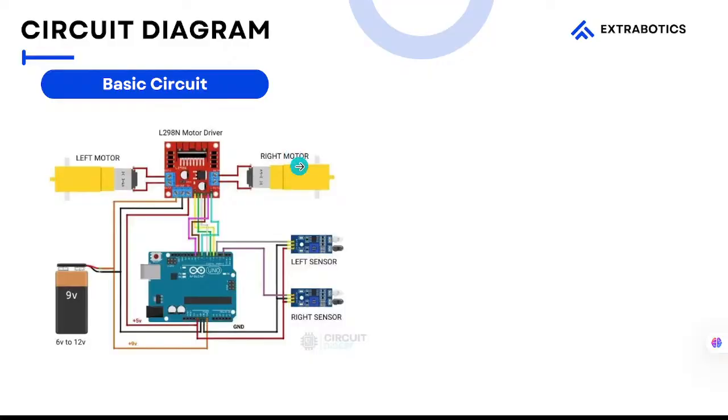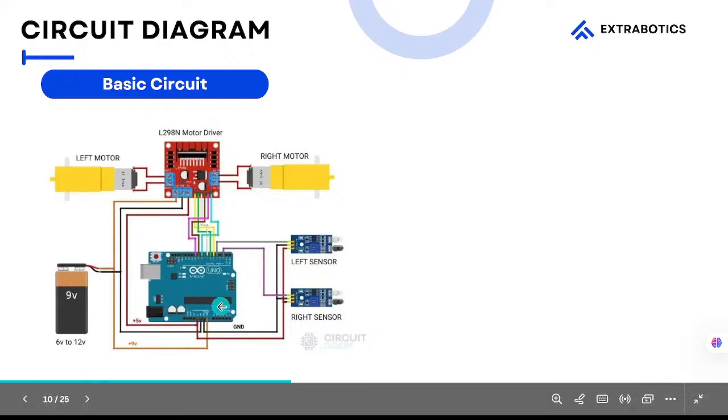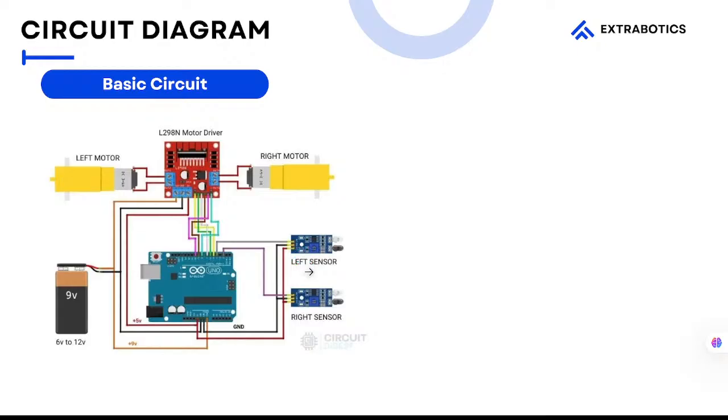Then we'll have our main microcontroller, which is Arduino Uno. Then you'll get two IR sensors, but I prefer three IR sensors because one sensor must be on the line. Then the extra two sensors can be on the white surface so that we can map them easily.